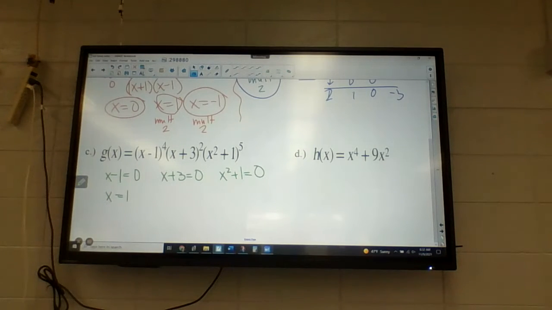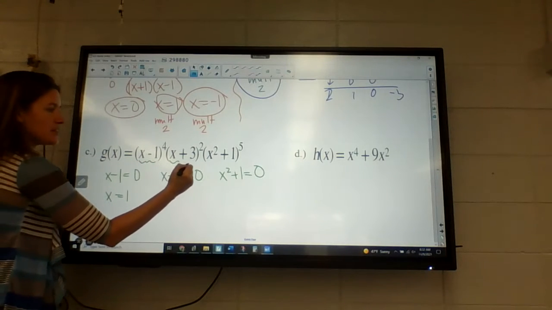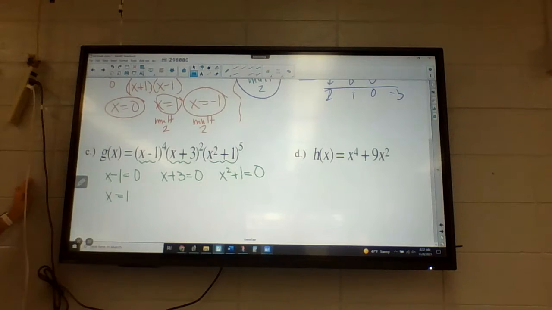Okay, guys, sorry. So each of these are factors. Now, the fourth power just means it repeats 4 times. You usually could just write that 4 times, but who really wants to write that 4 times?